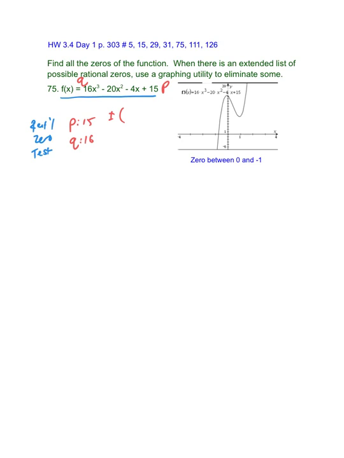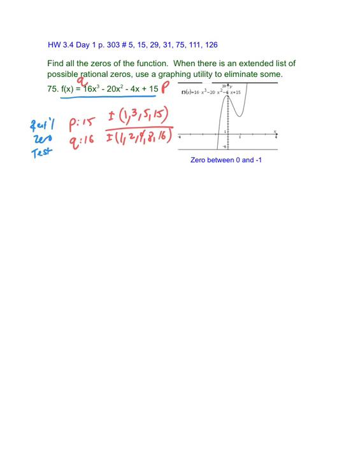So the factors of p are going to be plus or minus 1, plus or minus 3, plus or minus 5, and plus or minus 15. The factors of q, which are 16, are plus or minus 1, 2, 4, 8, and 16. And I'm not going to generate the entire list here because that's not going to be necessary.